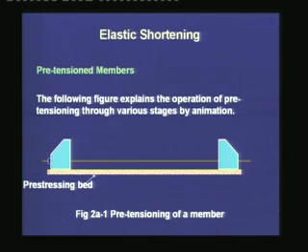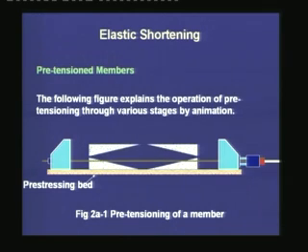Let's try to understand this by the animation which we had seen before, and this animation will clarify the phenomenon of elastic shortening during the transfer of prestress. At first, in the prestressing bed, the tendon is anchored at the bulkheads. Next, we position the jack at one end, and then we apply the tension in the tendon.